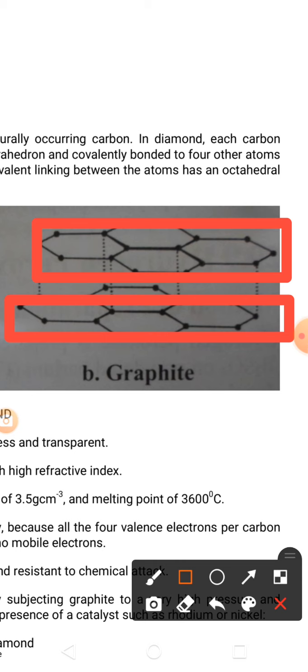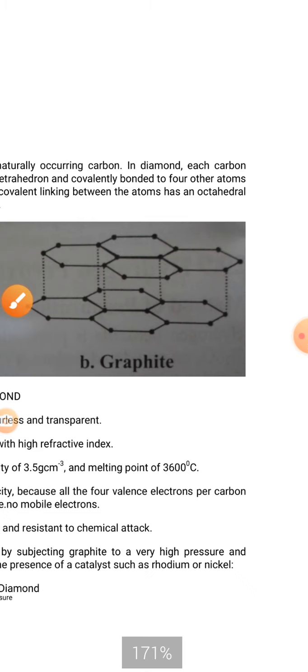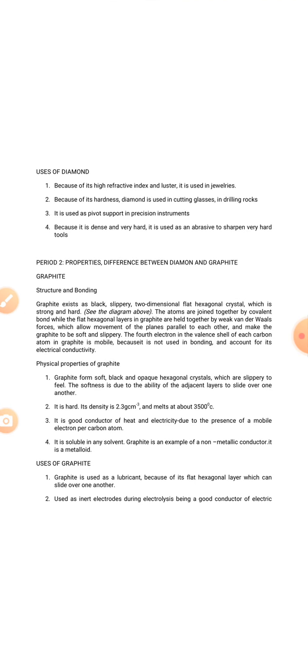Because of that slippery property of graphite. Okay, let's go on. So, properties of graphite now. I think I've explained most of that. Number 1, graphite forms soft, black, and opaque hexagonal crystals. The softness is due to the ability of the adjacent layers to slide over one another.